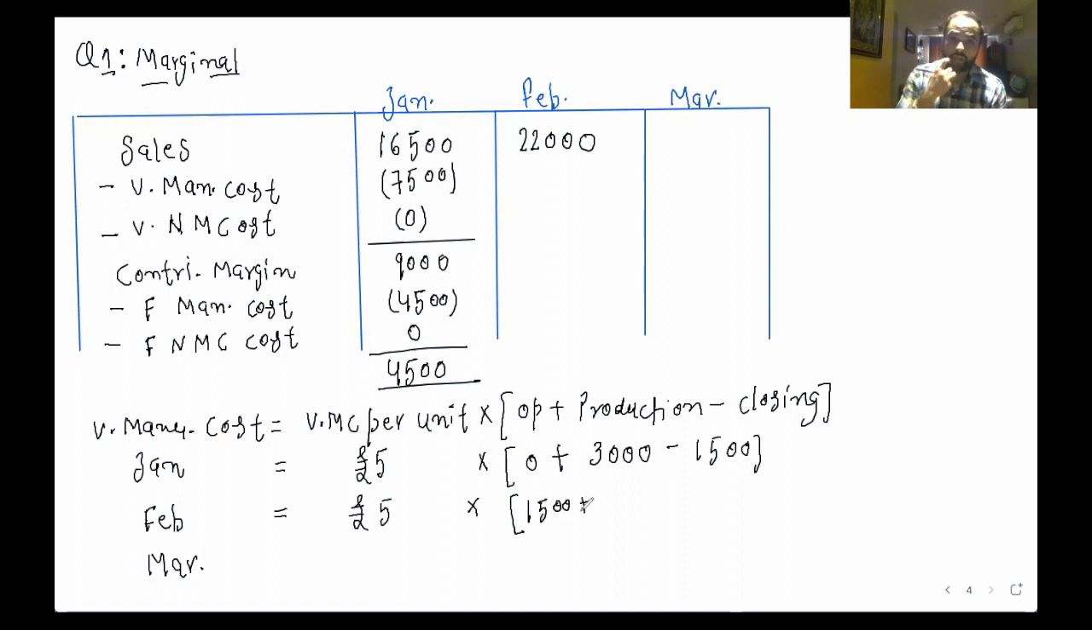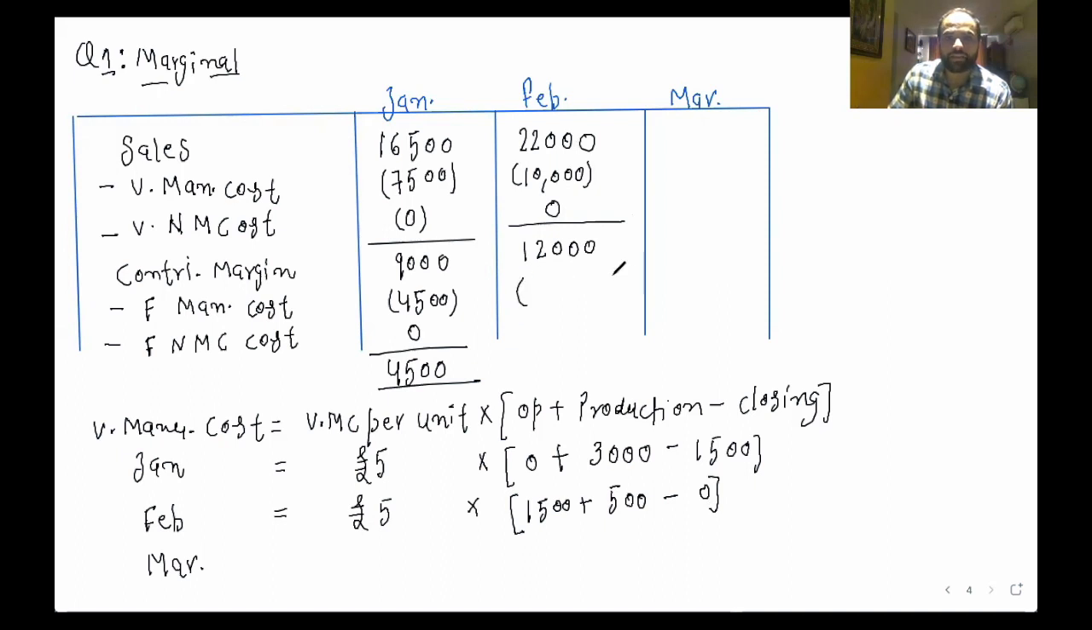Plus production. How many we produced? 500. And how much is closing? Zero. Yes, closing is 0. So 1,500 plus 500 is 2,000. 2,000 multiplied by 5 is 10,000. So variable manufacturing cost is 10,000. And variable non-manufacturing is 0, right? So contribution margin is 12,000.